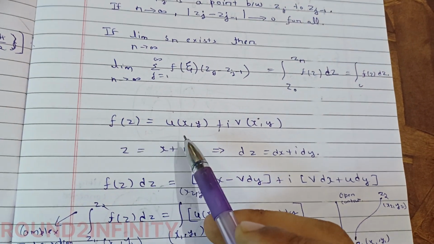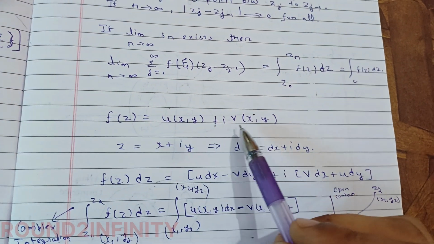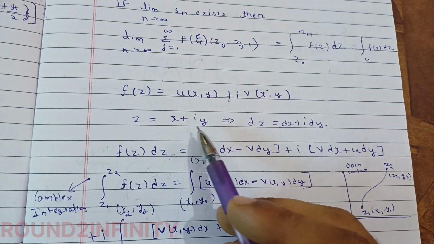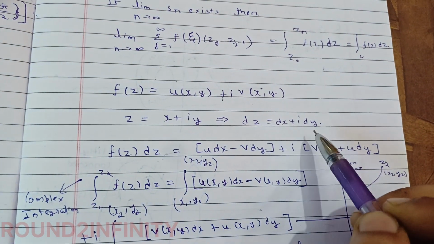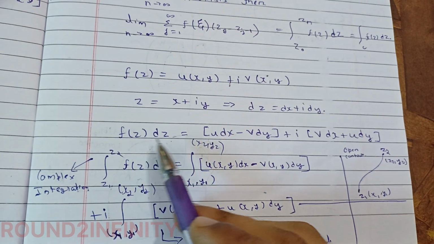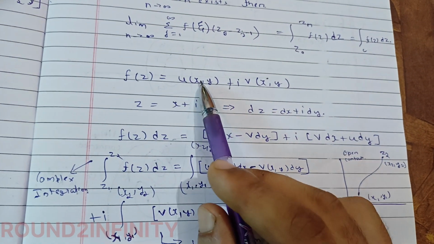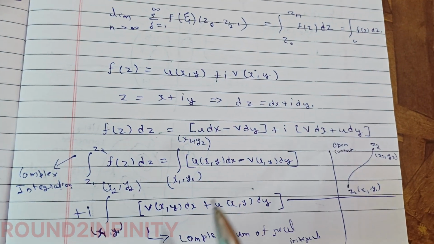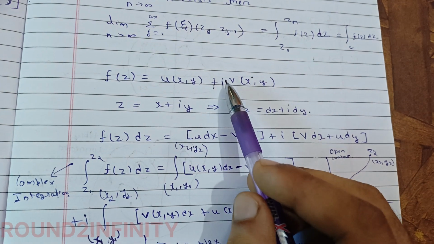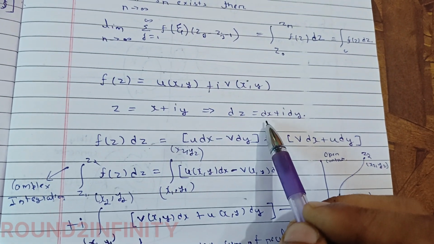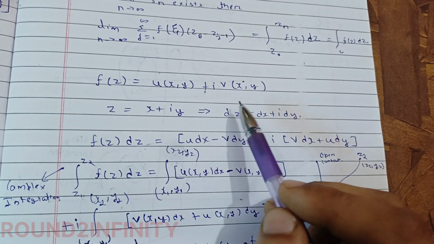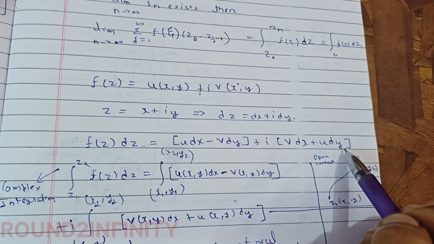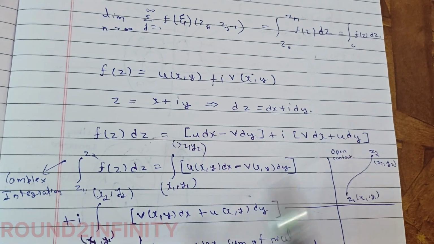Now let's say f(z) can be written in the form u plus iota v, where u is a function of x and y and v is a function of x and y, and z is nothing but x plus iota y. So dz will be dx plus iota dy. So what is f(z) dz? Let's multiply them. It will be u dx plus iota u dy, then iota v dx, and iota square gives minus, so minus v dy. So you get separate real and imaginary terms. So f(z) dz will be this.